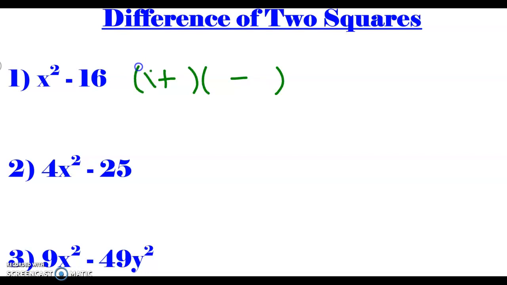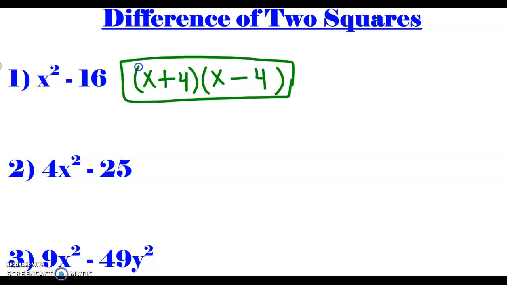X squared, what's being squared is x. 16, what's being squared is 4. So then you can see how you have a 4x minus 4x, so that cancels out, and that's why you only end up with two terms instead of three. So like number 2, it's a difference of two squares. So one addition, one subtraction.